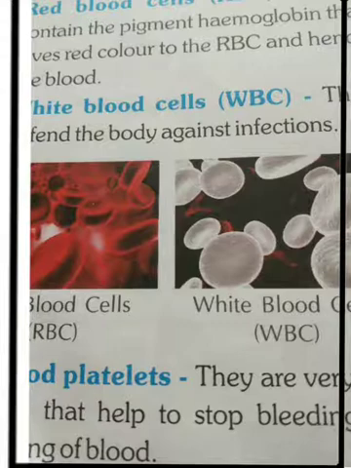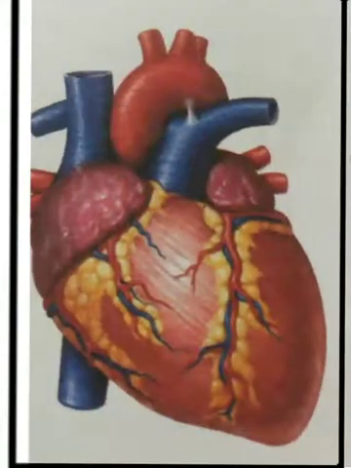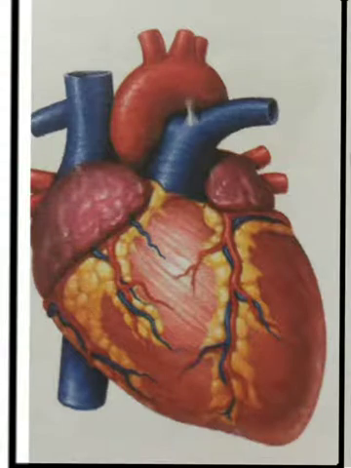Red blood cells are red in color due to hemoglobin. White blood cells defend the body against infection, and blood platelets help to stop bleeding by clotting the blood. Then we know about the heart, it has 4 chambers, and those 4 chambers are separated by the muscular septum, which is thick and does not allow the mixing of oxygenated and deoxygenated blood in the heart.